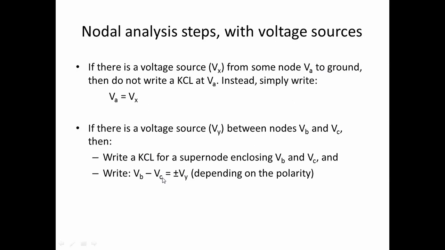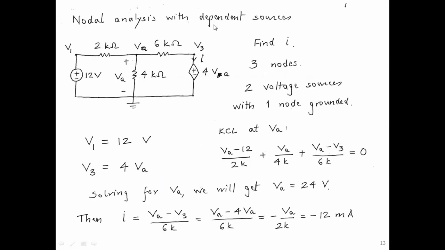Now let's add one more type of element to this network, which is a dependent source. So let's say this is our circuit. We have resistors and one voltage source here, and we have a dependent source here. What we are told is that the value of this voltage is 4 VA, where VA is this voltage. So the value of this voltage source depends on a voltage somewhere else.